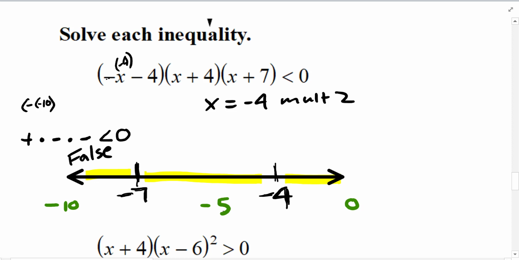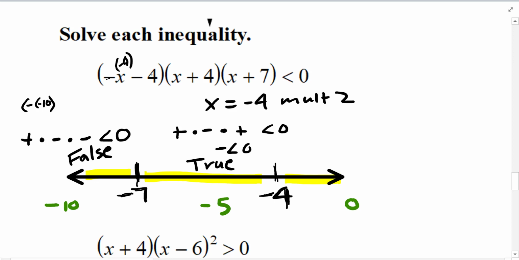And then we're going to plug negative 5 in. So the opposite of negative 5 is positive 5. 5 subtract 4, that's going to be a positive. Negative 5 plus 4 is negative 1, so that will be a negative. And then negative 5 plus 7, that will be a positive. And then a positive times a negative is a negative. A negative times a positive is a negative. Is a negative number less than 0? That area is true.